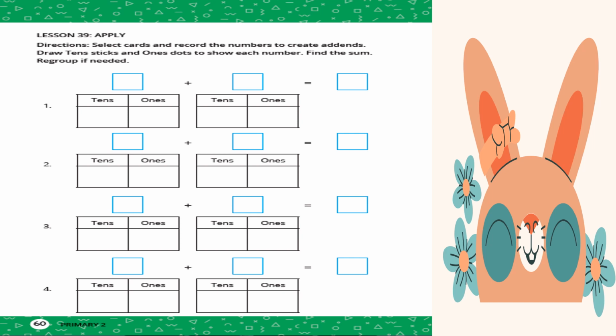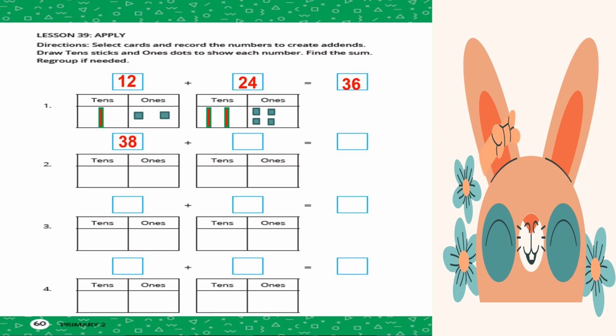First card, 12. How many sticks do we have here? 1 stick. How many small squares? 2 small squares. Next card, we have 24. How many sticks do we have here? 2 sticks. How many small squares? 4 small squares. Let's add 12 plus 24. 2 plus 4, after 4, 5, 6. 1 plus 2 equals 3. So, 36.